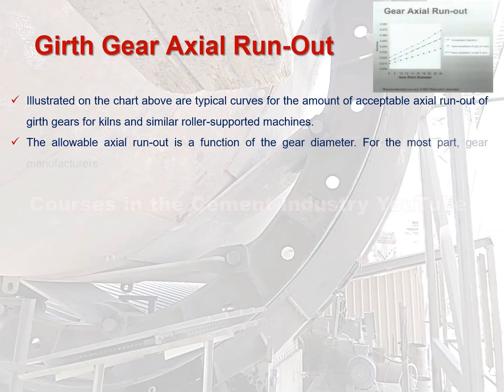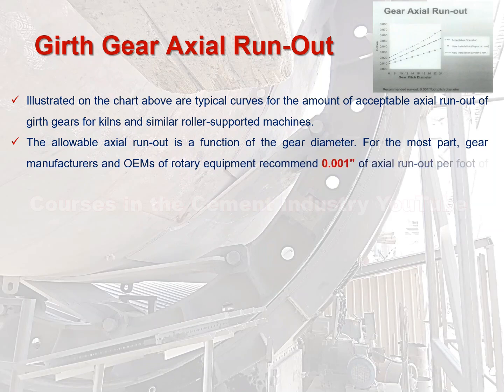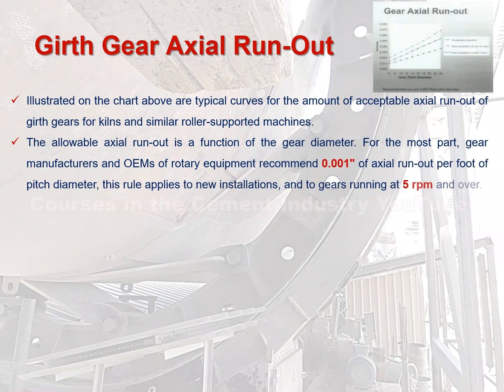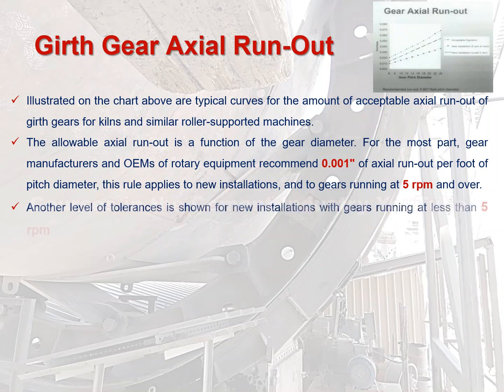For the most part, gear manufacturers and OEMs of rotary equipment recommend 0.001 inch of axial runout per foot of pitch diameter. This rule applies to new installations, and to gears running at 5 rpm and over. 3. Another level of tolerances is shown for new installations, with gears running at less than 5 rpm. This is generally a 25% additional runout allowance.